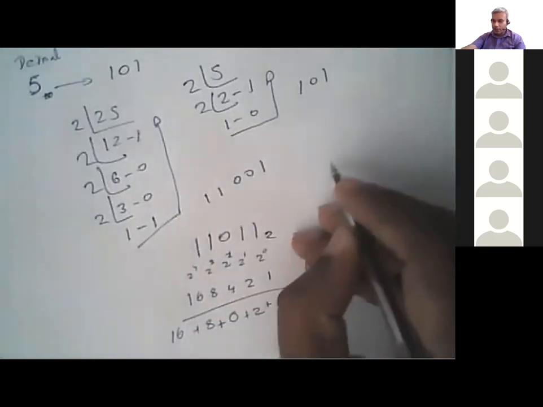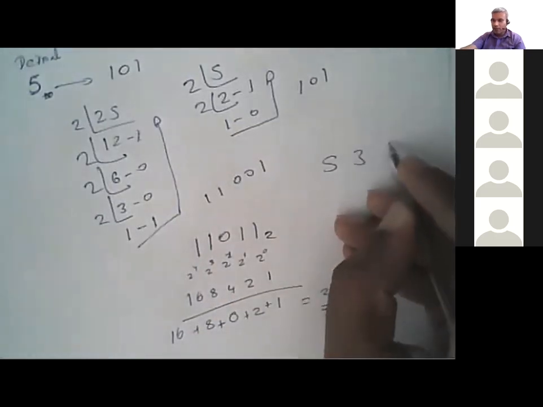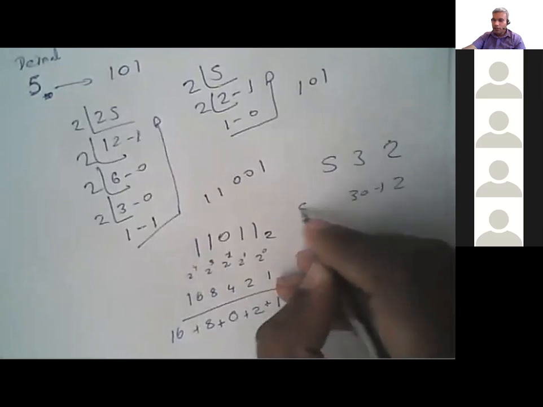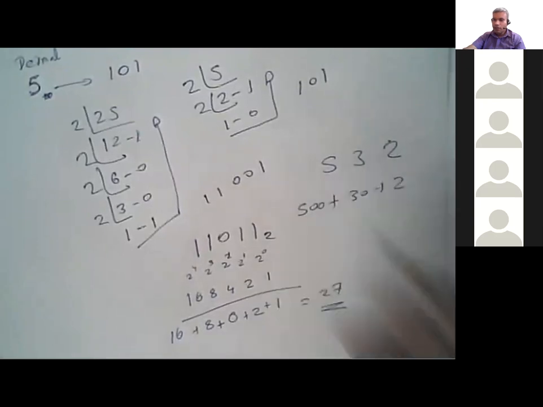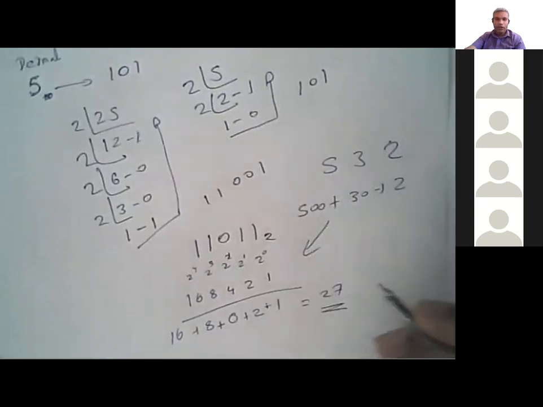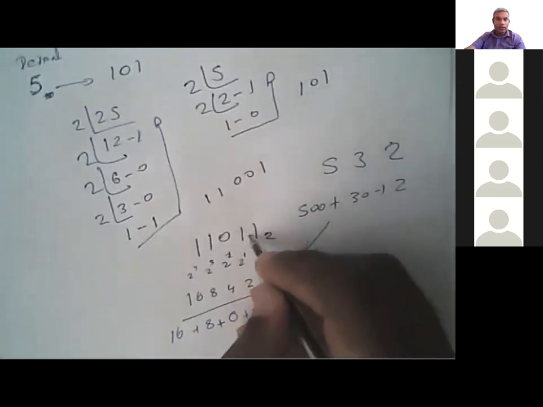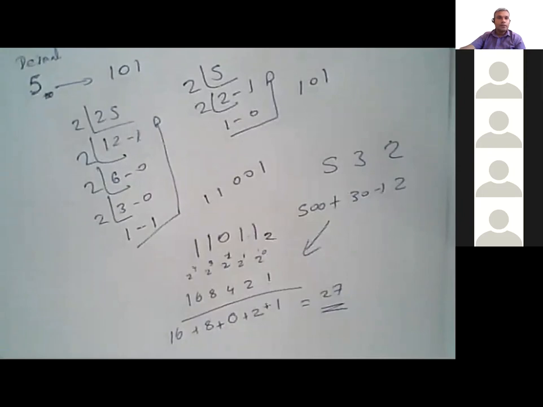Even in the decimal system, we have the same thing. When you say 532, we mean 2 plus 30 plus 500. So the same scenario. The only thing is, instead of having 10 symbols, we have only 2 symbols, 0 and 1. So you have the basic knowledge of how to do decimal to binary and binary to decimal.